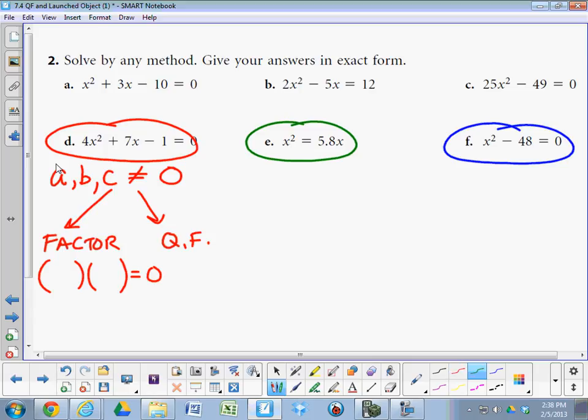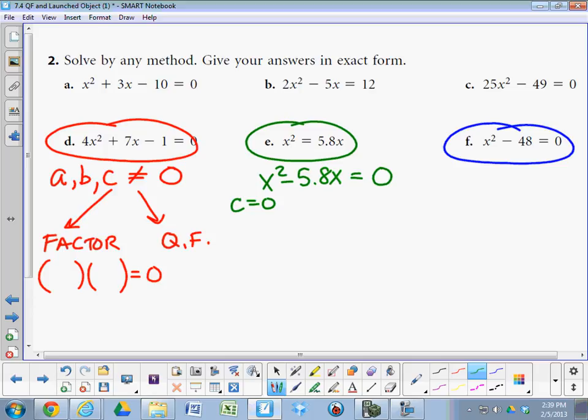In green, first of all, get it into standard form by getting one side equal to 0. Now that I've done that, is A or B or C equal to 0? Which one? C. A is 1, B is -5.8, and C is 0. If C is missing, this problem is a lot easier than using the quadratic formula. Don't go there. Don't use the quadratic formula.